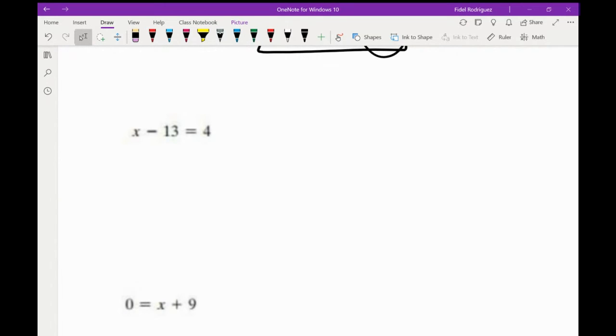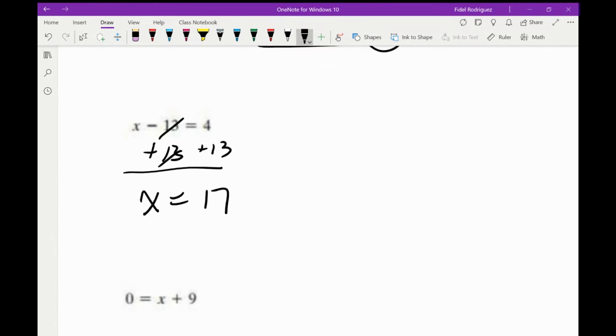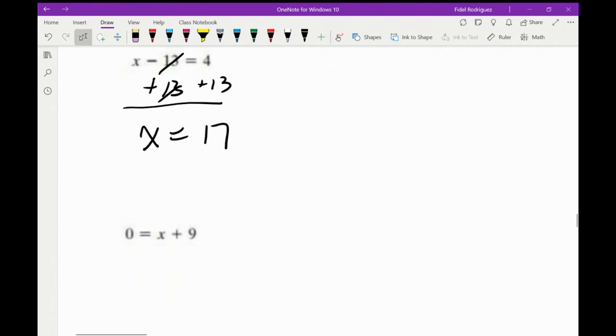All right. So this next one, it's x minus 13 equals 4. So if I'm subtracting 13, the opposite of that would be to add 13. And 4 and 13 is going to leave me with a 17. And guys, if I'm moving too fast or anything, please let me know, and I'll be more than happy to slow down. Or if something I do doesn't make sense, please let me know, and I'll go back and fix it. Okay.